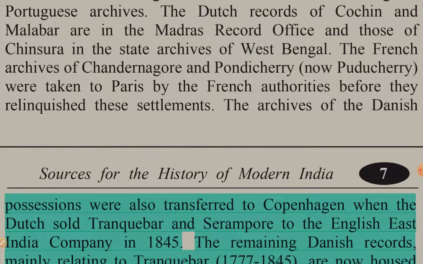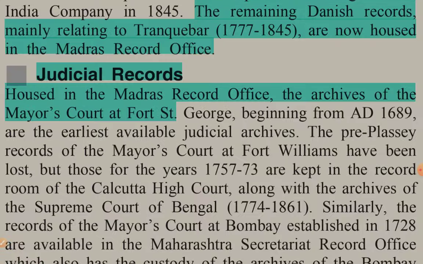possessions were also transferred to Copenhagen when the Danes sold Tranquebar and Serampore to the English East India Company in 1845. The remaining Danish records, mainly relating to Tranquebar 1777 to 1845, are now housed in the Madras Record Office.